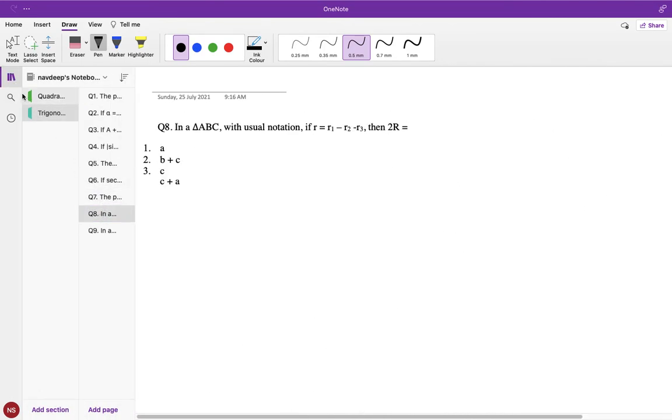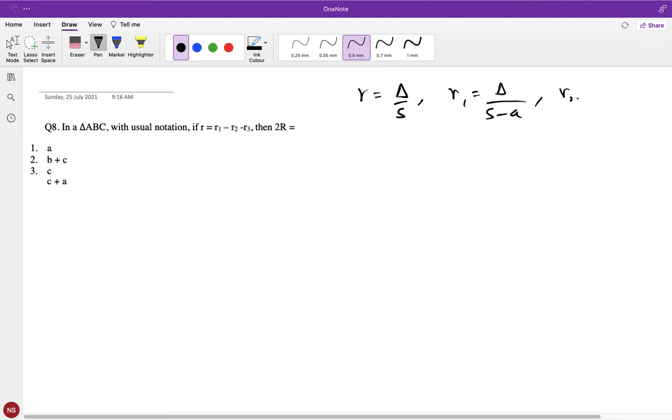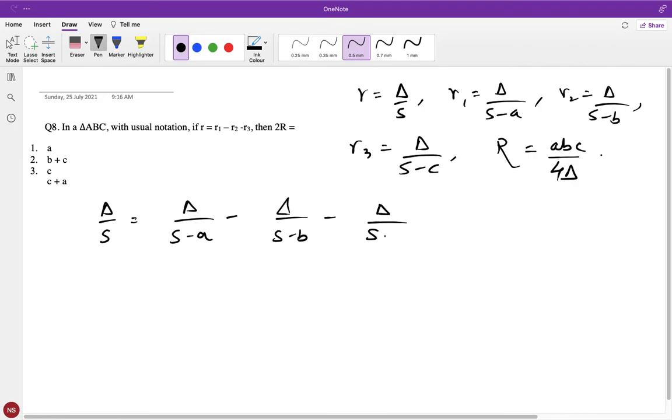So in this question number 8, we are given a triangle ABC with usual notation. If r equals to this, then 2r is this. We know the formulas first, right? r is delta by S, r1 is delta by S minus A, r2 is delta by S minus B, r3 is delta by S minus C, and we know that capital R is ABC by 4 delta. So let us just put in the formulas. So this is delta by S minus A minus delta by S minus B minus delta by S minus C.